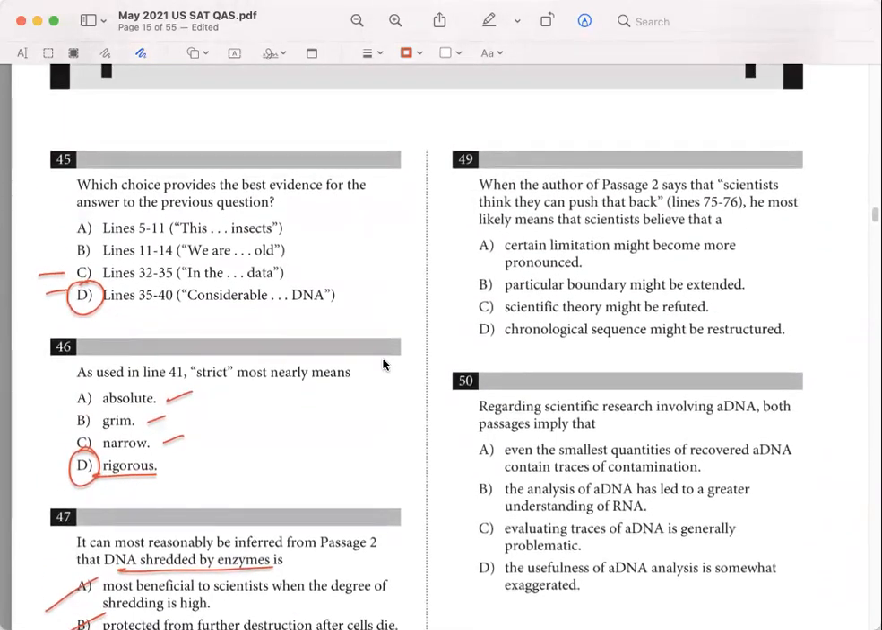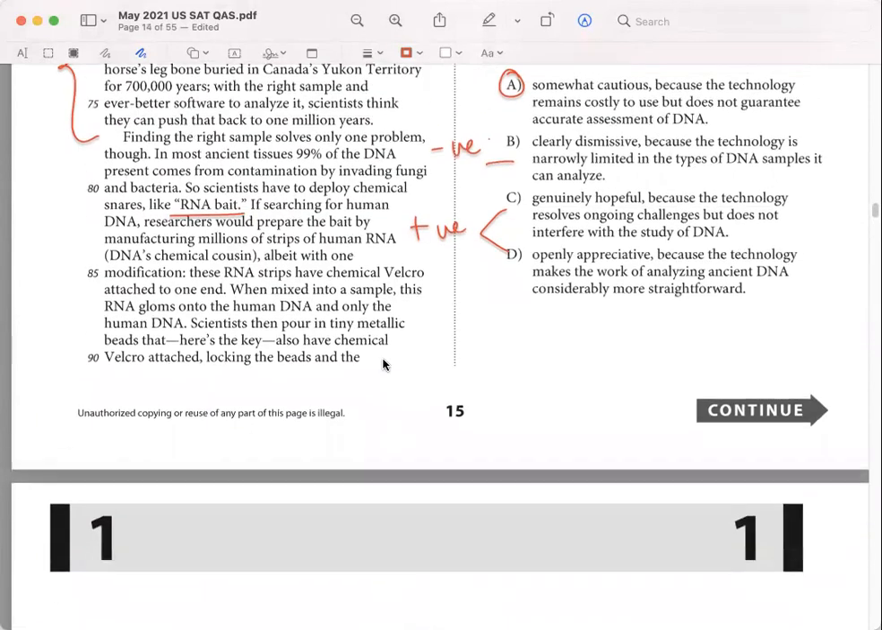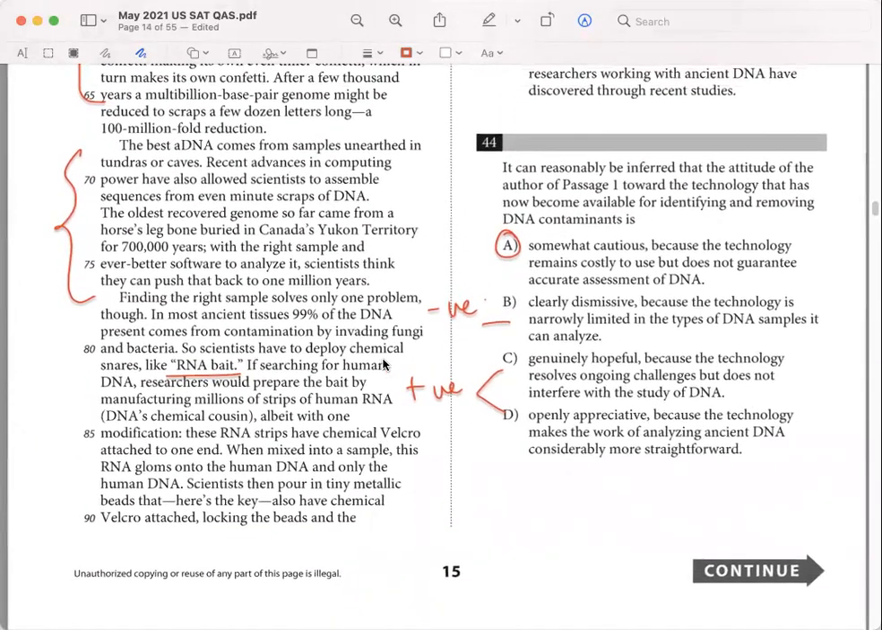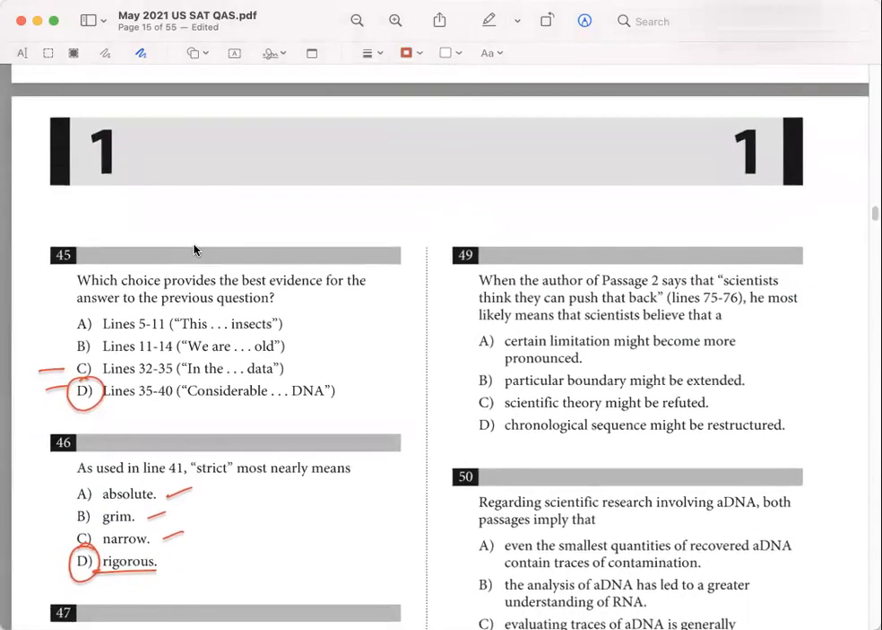When the author of passage 2 says that scientists think they can push that back, he most likely means that scientists believe, lines 75 to 76. Scientists think they can push that back to 1 million years, which means that the oldest recovered genome so far came from a horse's leg bone, but scientists think that they can push that back. So they feel that the oldest specimen age can be pushed back to 1 million years, right?